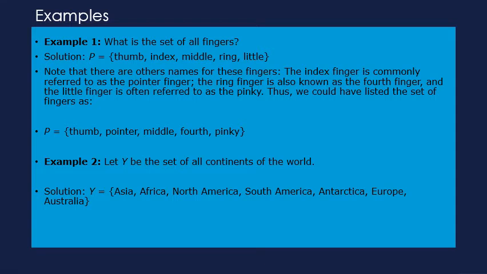Next, example number 2: let Y be the set of all continents in the world. What you are going to do here is to list down all of the continents in the world. So we have Asia, Africa, North America, South America, Antarctica, Europe, and Australia.